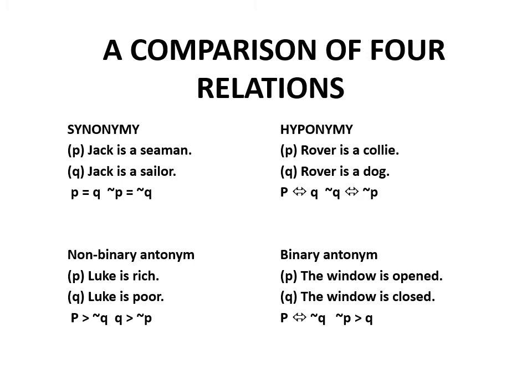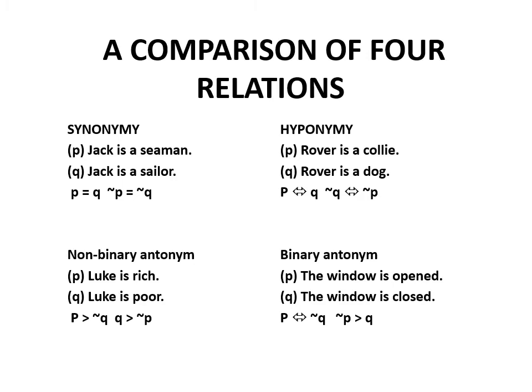For hyponym, Rover is a collie. Rover is a dog. So Rover is a collie. If an animal is called a collie, it must be a dog. So the formula is P must be Q.